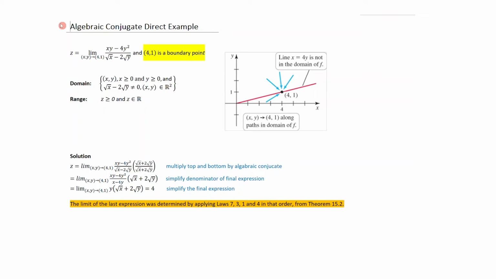So the first thing we want to do is to determine the domain of the function, followed by its range. Clearly, the domain basically involves the denominator not being equal to 0, and so you can see that square root of x minus 2 square root of y must not equal 0. Also, because of the square root symbol, the values of x and y should be greater than or equal to 0. And therefore, as far as a plot is concerned, it's only the first quadrant that applies as far as the domain is concerned.